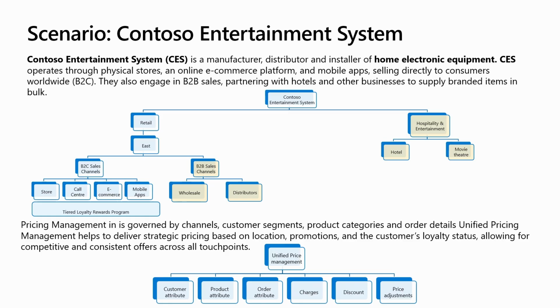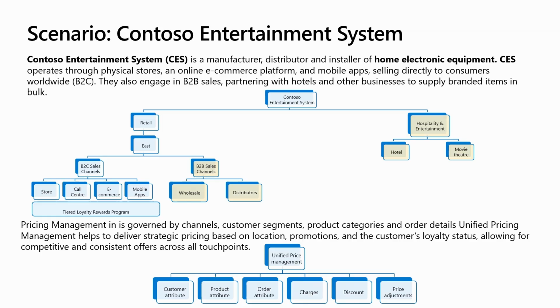To explain how this all works, we are using our demo data from Contoso Entertainment Systems so that you can follow our steps in your own demo environment. Contoso Entertainment Systems is a company that manufactures, distributes, and installs home electric equipment. Building on the existing demo data, we will demonstrate how you can add additional configuration to see how everything fits together. Now, Contoso has two main distribution channels.